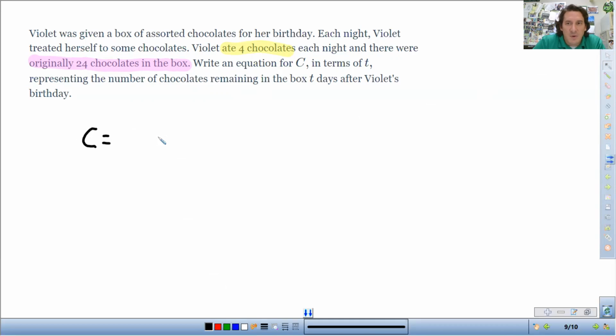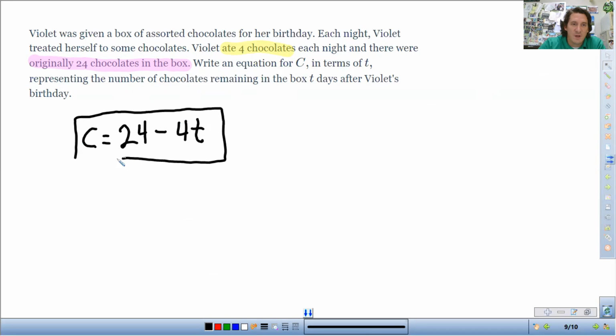So this one, we're going to flip it around. We start with 24. And then we subtract 4 chocolates each night, since it's going to be going down, and that's going to tell us how many chocolates are remaining. So the equation is C is equal to 24 minus 4T, since we are removing 4 chocolates a night.